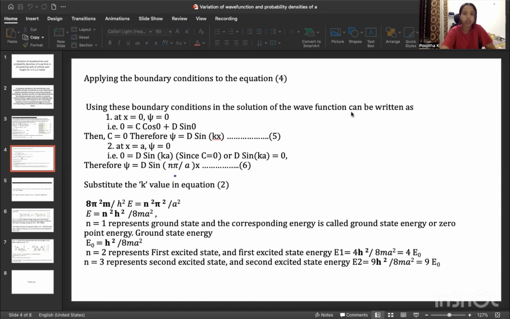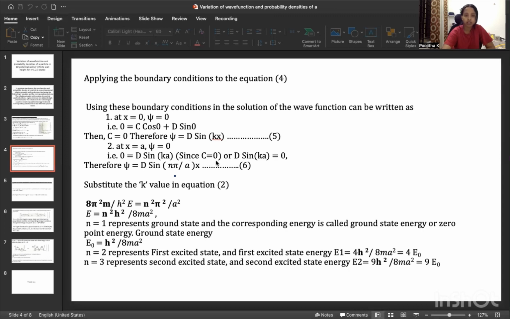Applying the boundary conditions to equation 4, the wave function can be written as follows. The first condition is at x is equal to 0, psi is equal to 0. That is 0 is equal to c into cos 0 plus d into sine 0. Then c is equal to 0. Therefore, psi is equal to d into sine k x. This is equation 5. The second condition is at x is equal to a, psi is equal to 0. That is 0 is equal to d into sine ka.